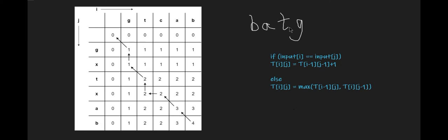Since we have moved from the bottom right entry of this matrix to the top left of this matrix, the obtained result is in the reverse order. So to get the final actual longest common subsequence, we have to reverse this particular obtained result. So the actual longest common subsequence between the given two strings, that is GTCAB and GXTXAB, will be GTAB.